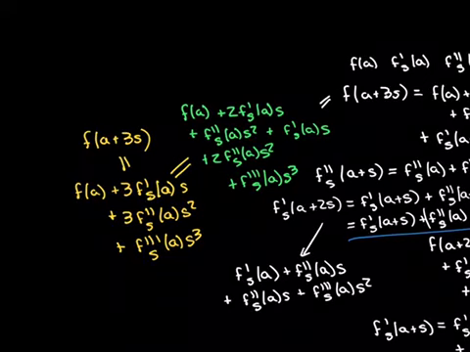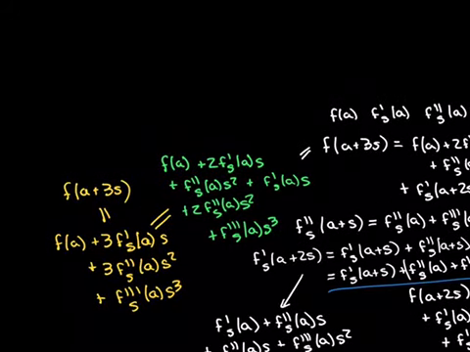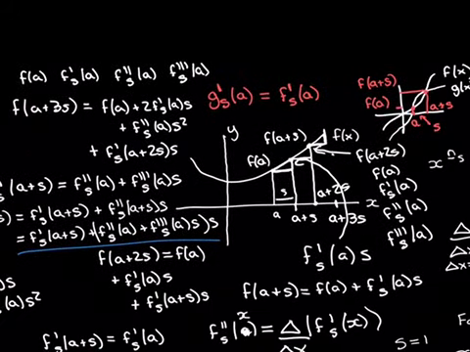Right, so the purpose of that was a demonstration that if you know the value of the function at a, the value of the first derivative at a, the value of the second derivative at a, and the value of the third derivative at a, that then tells you not only the value of the function at a plus 3s, but it also determines all the values of the function in between. So it tells you the value of the function at a, at a plus s, at a plus 2s, and at a plus 3s.